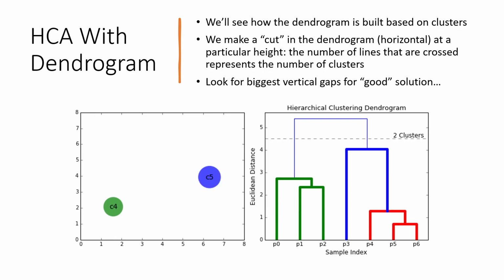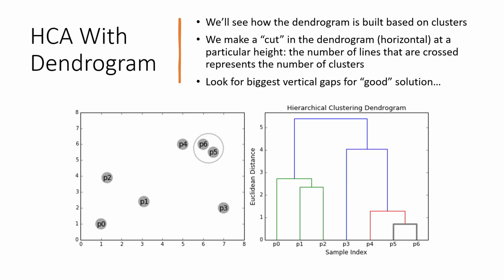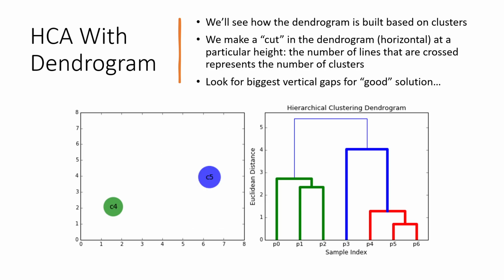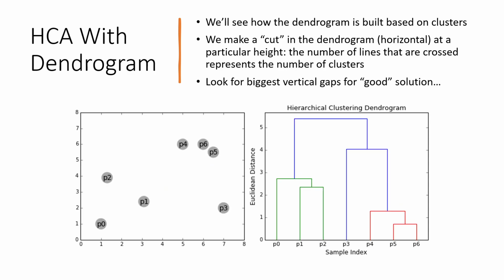And so I might interpret that because there's a good amount of vertical space with 2 clusters, this might be a 2 cluster solution. Of course, I might look down and say there's a good amount of vertical space with 3 clusters. Maybe this is a 3 cluster solution. And I might equally look down and say, hey, there's a pretty good amount of vertical space with 5 clusters here too. Maybe this is a 5 cluster solution.